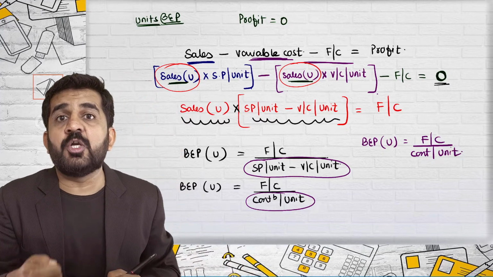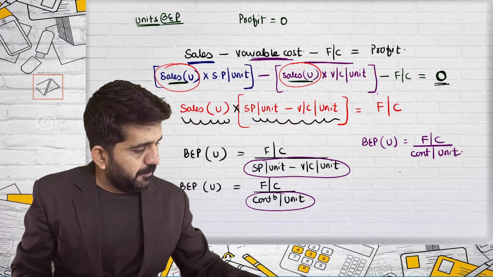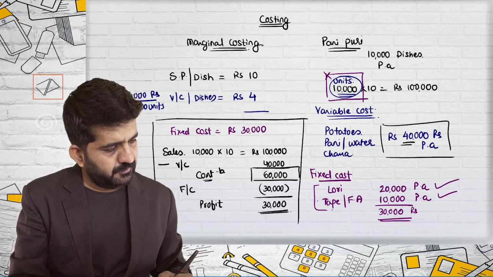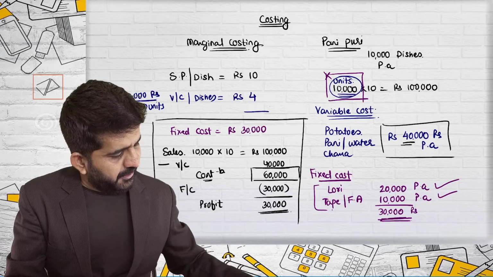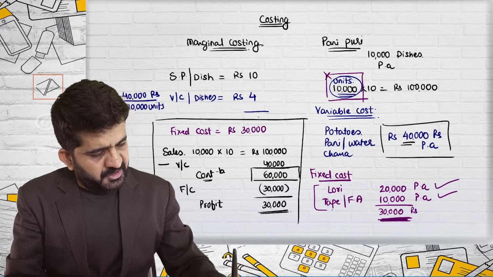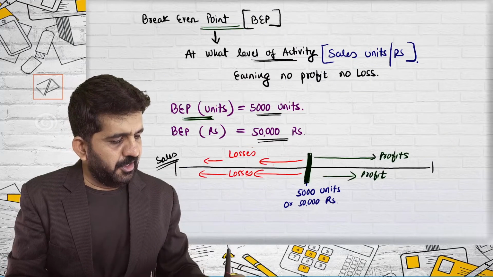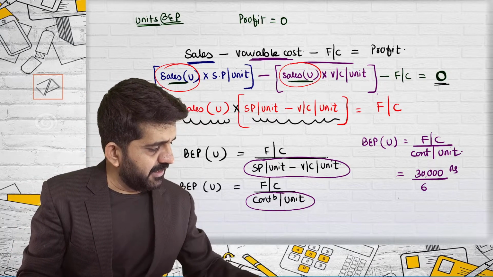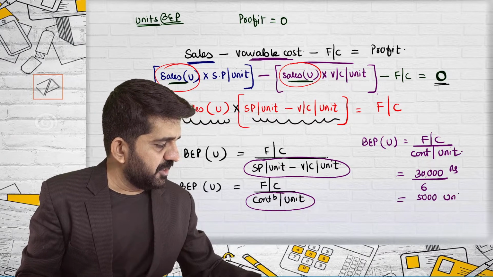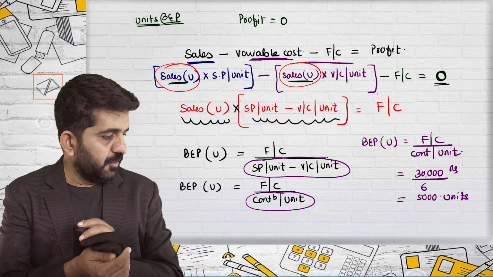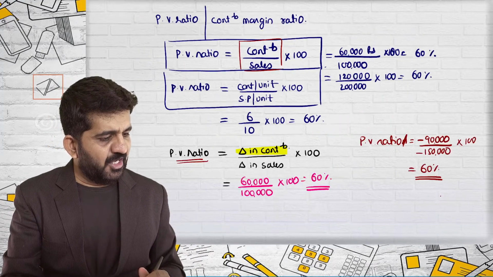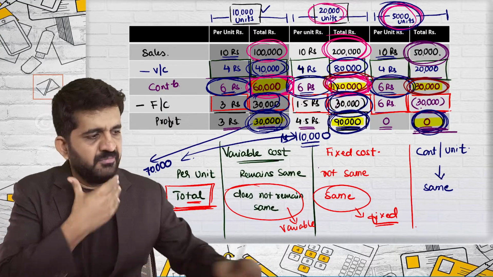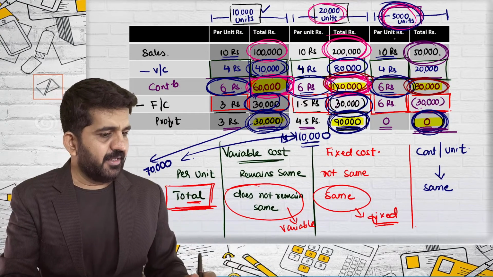Let us also check in our question whether the answer is correct or not. Break-even point in units: what was our fixed cost in our original question? Fixed cost was 30,000 and contribution per unit was 6 rupees. 30,000 rupees divided by 6 will be 5,000, and this answer will be in units because it is break-even point in units. Was our break-even point 5,000? Yes, we directly got it, because at 5,000 units we know that the profit is 0. So the formula is correct.